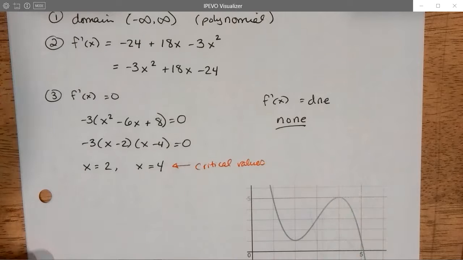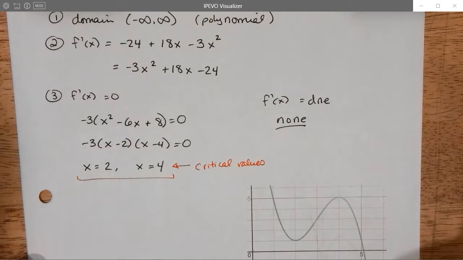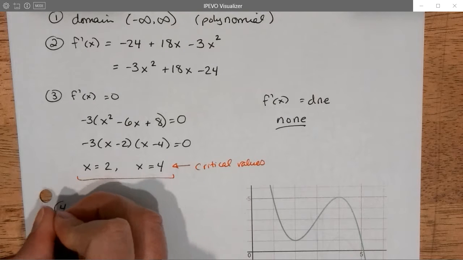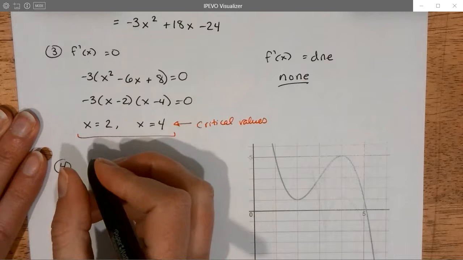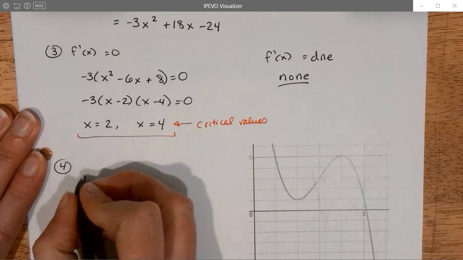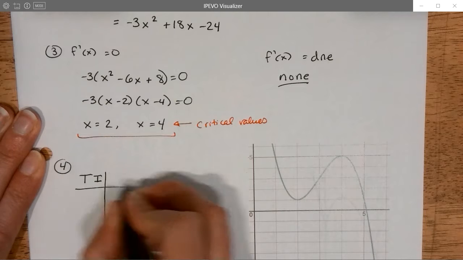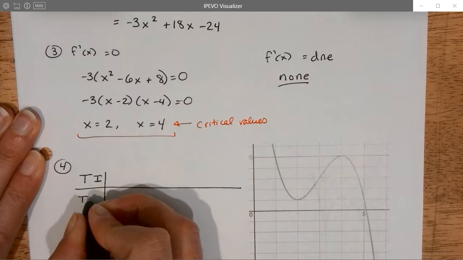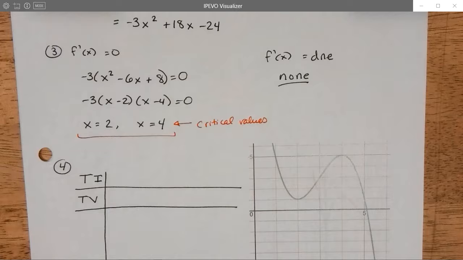All right, now that we have our two critical values, we're ready to do step 4. Okay, so step 4, we're going to make a table. In our table, we need test intervals. I'm going to abbreviate so that everything fits here. I need test intervals. I need test values. Again, look at the previous page for an idea of what I'm making for this table here.